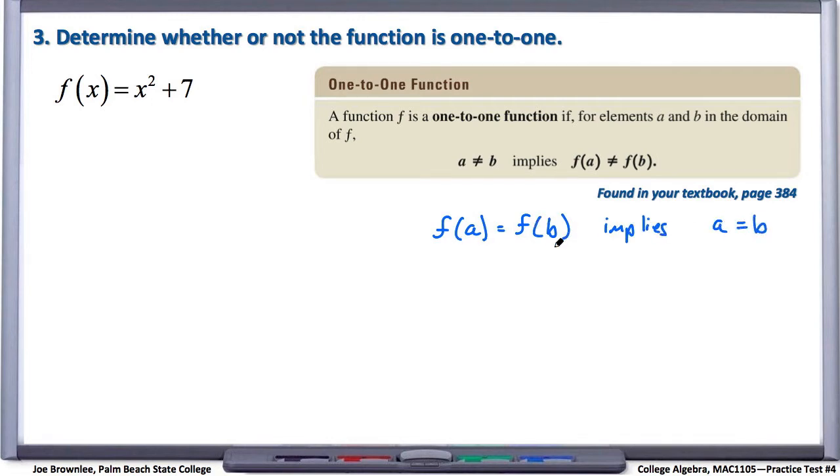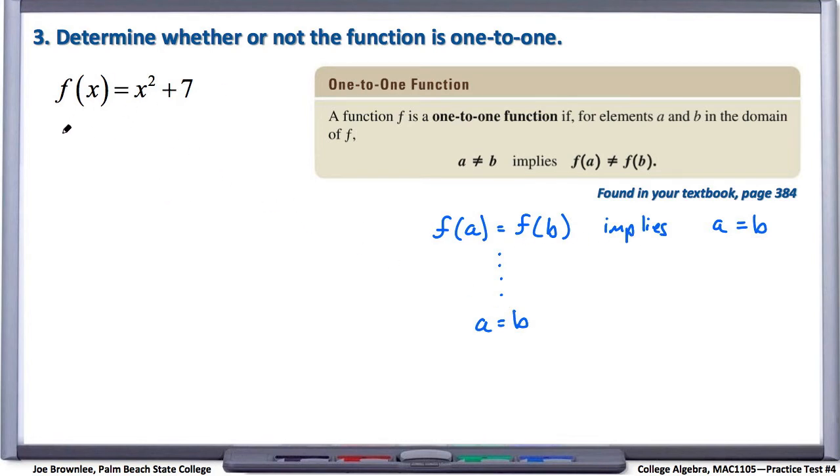Well, again, what does that mean? All this is telling us is that we're going to take our given function, evaluate a, meaning take a, plug it in, see what we get. We're then going to take our function, plug in b, see what we get, set those two things equal to each other. We're going to clean it up, and if at the very end we're able to get a equals b, then this thing is a 1-to-1 function. If, however, when we set f of a equal to f of b and clean it up, we're not able to get a equals b, then this function is not 1-to-1.